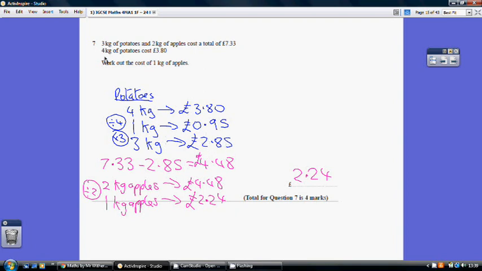£2.85. Now looking back at the first sentence, we're told that 3 kilograms of potatoes and 2 kilograms of apples cost a total of £7.33. But we've just worked out those 3 kilograms of potatoes cost £2.85. So these 2 kilograms of apples must cost £7.33 take away this £2.85, which is £4.48. So the cost of 1 kilogram of apple must be what we get when we halve this, which is £2.24.